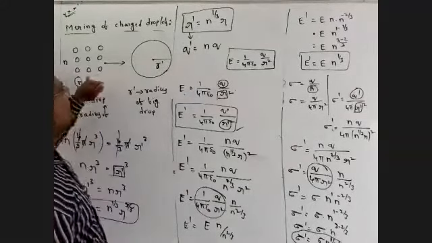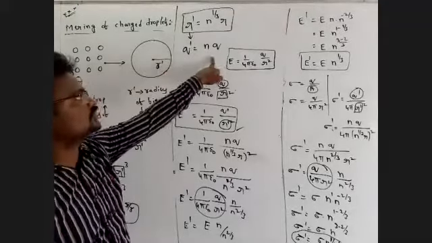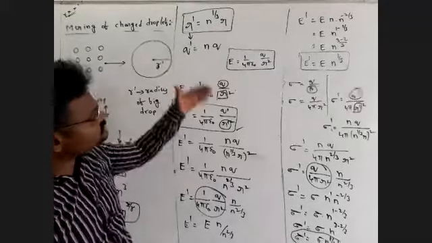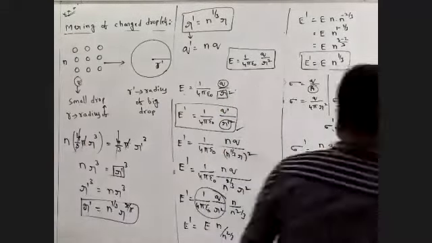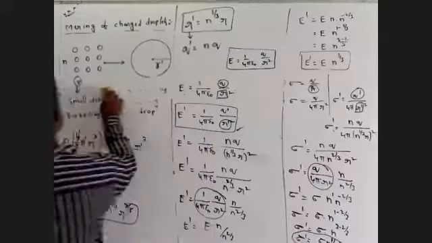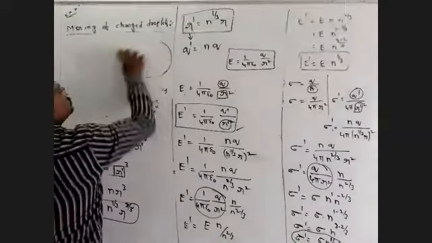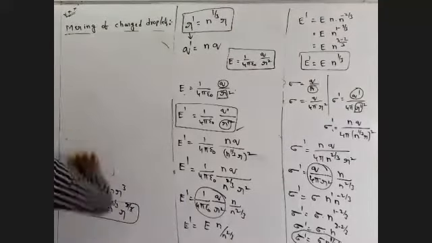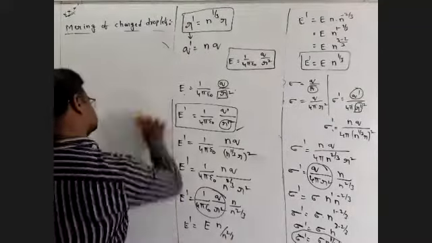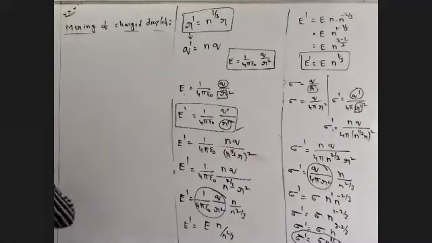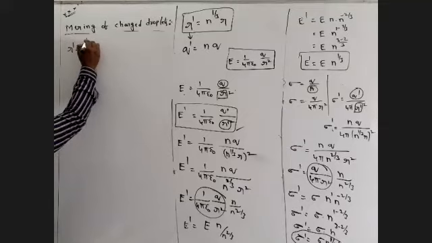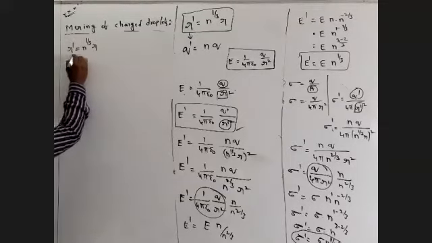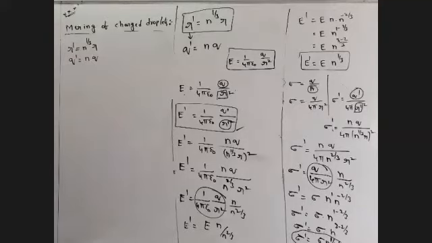Q dash is equal to n Q. So finally we are getting these values. Next, what values do we get? R dash is equal to n power of 1 by third R. This is one. Q dash is equal to n Q.